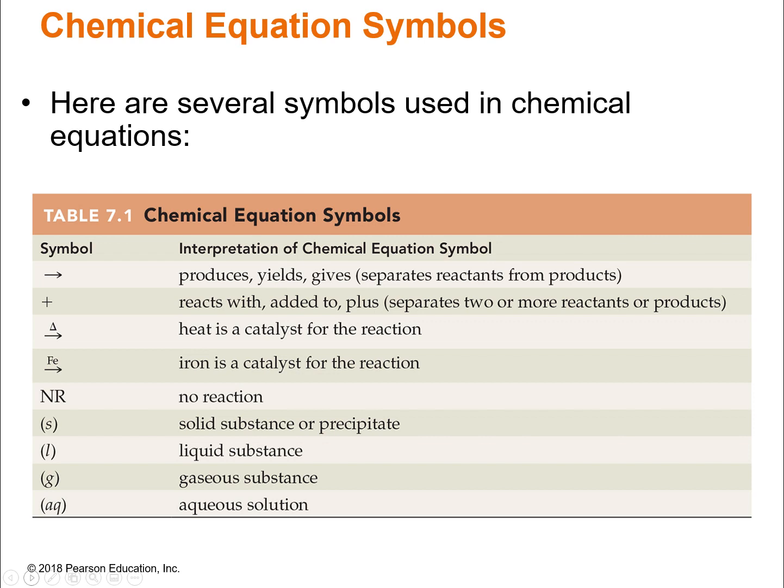Now we're going to move on to build up a little information so we can write a chemical equation in words. The first thing I'm going to give you is this table that has symbols you're going to encounter in a chemical equation. You're going to see an arrow, so that's here. And that just means produces or yields or gives. It's what separates the reactants from the products.